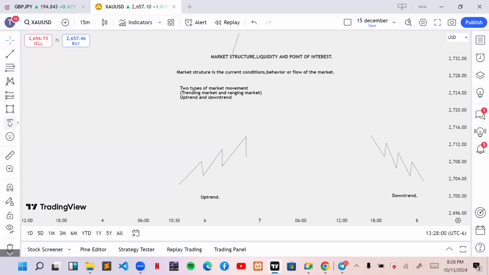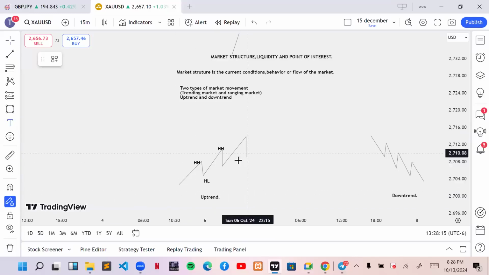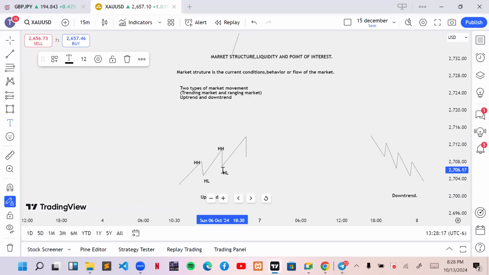Here you can see this is the higher high. I will signify that with HH, higher high, and this is the higher low, also with HL. This is the higher high. This is the higher low. This is the higher high. This is the higher low.